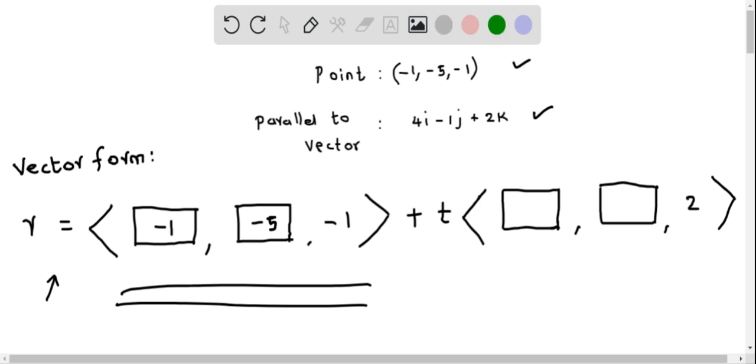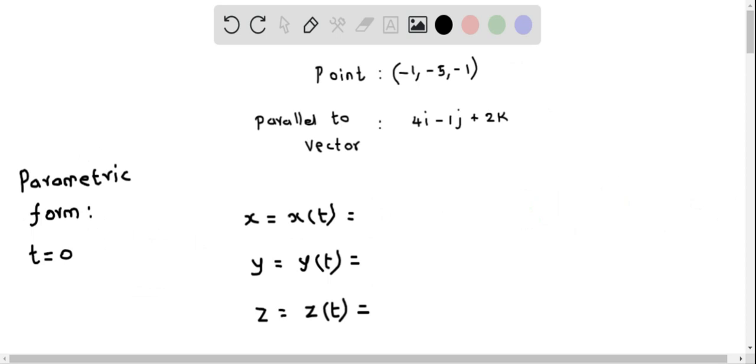parallel vector. The parallel vector to the line is 4i minus j plus 2k. So we put the components of the parallel vector, that is 4, and for j it is -1. So we put -1, comma 2, that is for k, which is already filled in. So we have completed the boxes. And so the vector form of the line is r equals (-1, -5, -1) plus t times (4, -1, 2).